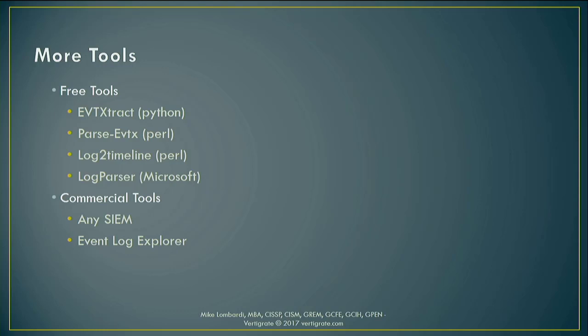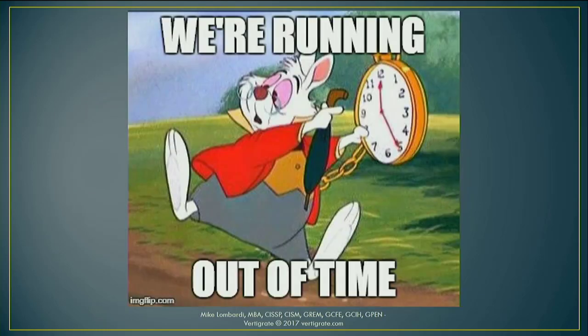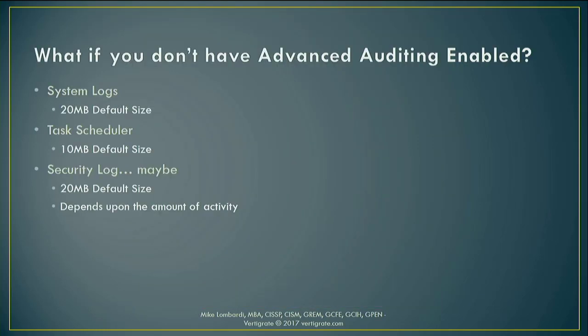So we are running out of time. This is normally an hour-long presentation, and I will dive more into why we're doing each of these commands. So what have we got here? If you haven't got any of this, you've got a default out of the box, and I suspect nobody here has default out of the box because you're all smarter than that. But if you did, you get a 20 meg default log size. Task scheduler, you only get 10 megs, right? Security log, maybe you get something, right? Depends on when it was deployed. So you don't have a whole lot.